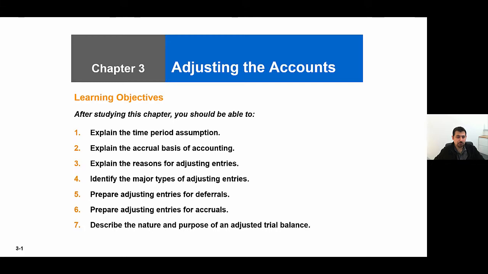Hi, in this chapter we will talk about the periodicity assumption, or the time period assumption, and we will also discuss the accrual basis of accounting and the cash basis of accounting and see the difference. We will also learn about adjusting entries and the major types of adjusting entries, mainly deferrals and accruals, and at the end we will prepare a trial balance and an adjusted trial balance, which is usually used in order to prepare financial statements.